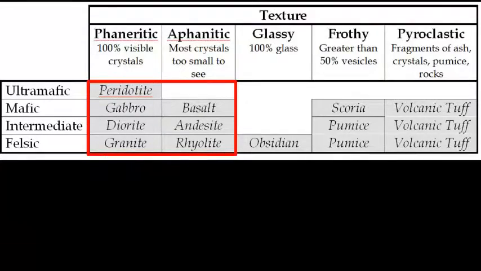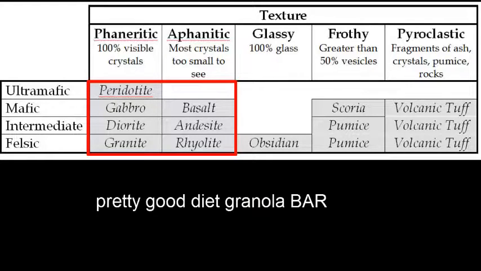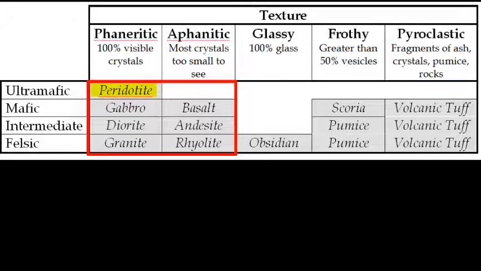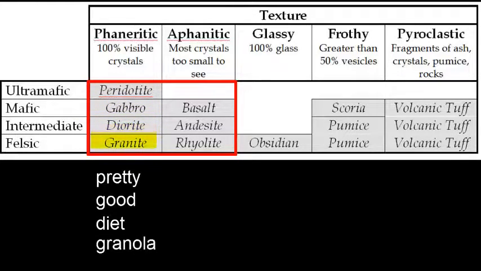A mnemonic that can help you remember the rest of these names, not the best mnemonic, but it'll do in a pinch, is pretty good diet granola bar. Starting with the ultramafic phaneritic rock and working down, we have pretty peridotite, good gabbro, diet diorite, granola granite, bar, B-A-R, basalt andesite rhyolite.